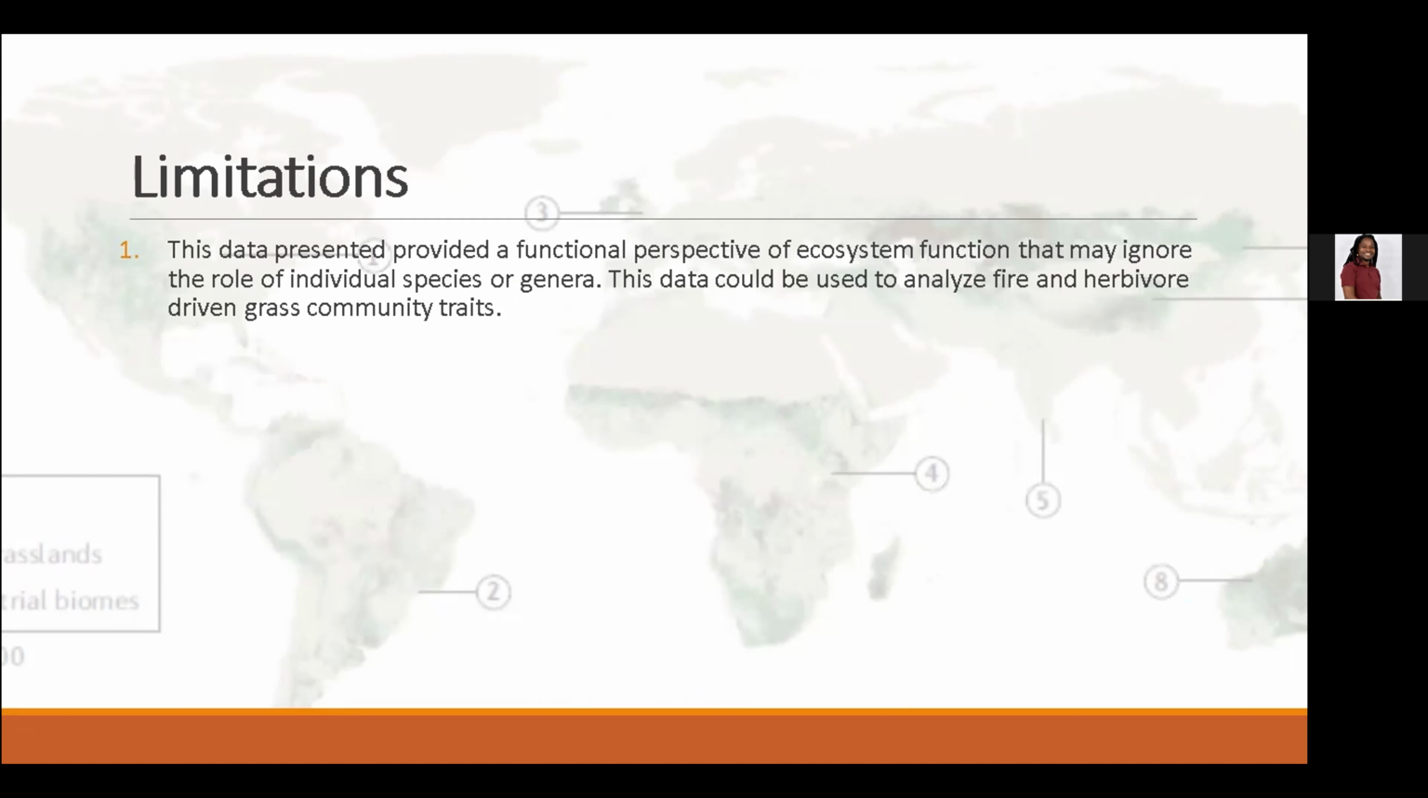Of course, there are limitations to the study that I've just presented here, because the functional approach that I looked at by considering grass subfamilies ignores the role of individual species and genera. And if we had that information, we could start analyzing fire and herbivore-driven grass community traits at a more specific level, because here it was just an overview, a generalized picture.